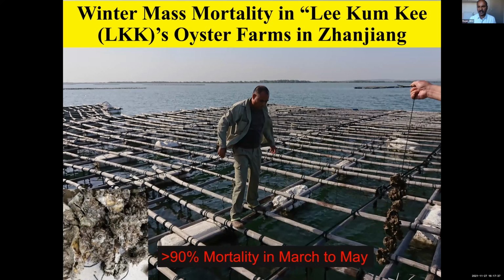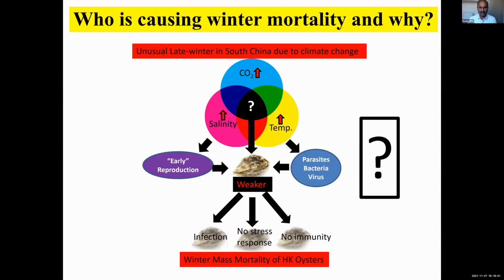This is an oyster aquaculture area in southern China, where I go very frequently to do experiments. You see here, the growers keep telling me 90% gone, 100% gone, completely disappears in February, March, April before their harvest. So this is a big issue in mortality. All these are happening. So why is this happening?